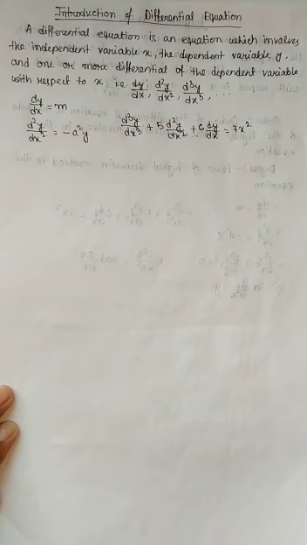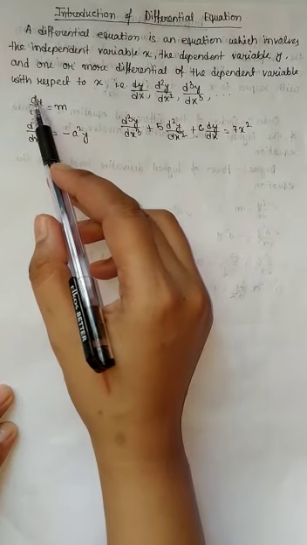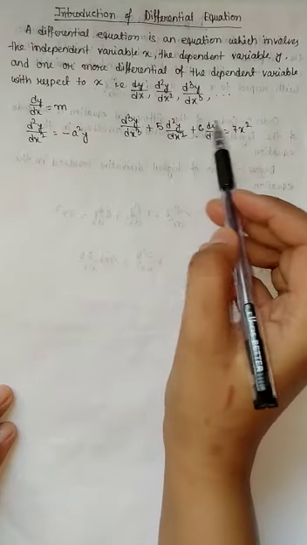When only one independent variable is involved, then these types of differential equations are called ordinary differential equations. See the previously mentioned examples, all the equations contain only one independent variable. So all the equations are ordinary differential equations.